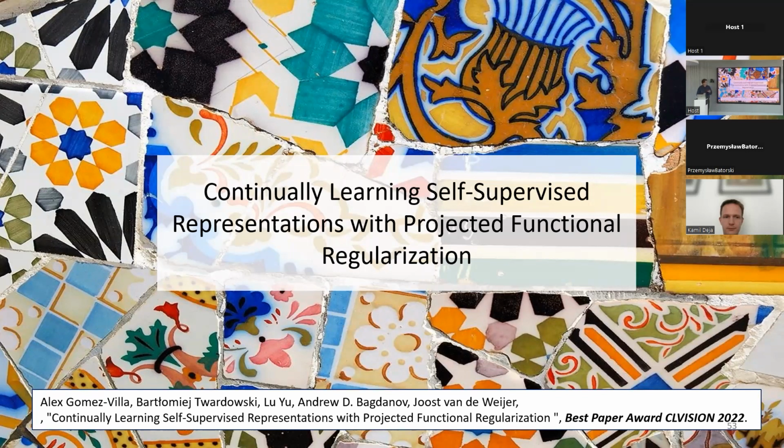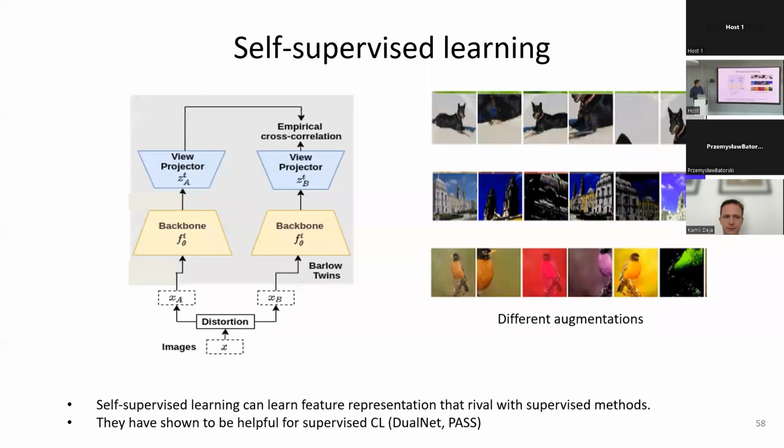Now I will shortly go into this work I did together with Bartolomé, so maybe you know it pretty well: self-supervised continual learning. Self-supervised learning saw an enormous improvement over the last years through contrastive learning methods, which use different data augmentations of the same patch and aim to map them to the same point in space.